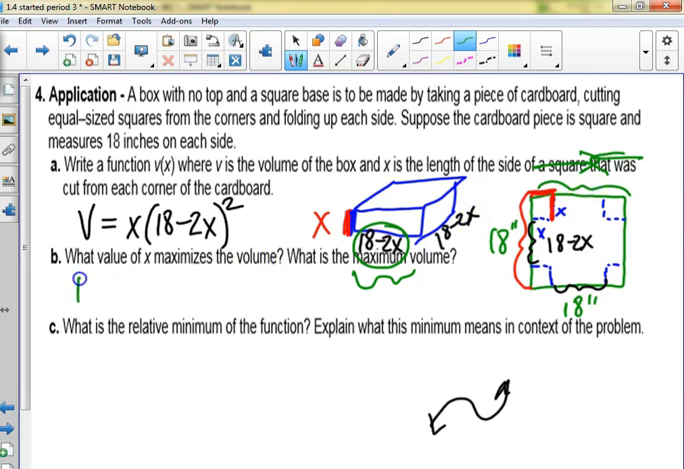So our domain has to be 0 to 9. It can't be 0 and it can't be 9. I don't really care about that. What I care about is that that's how we're going to set our window. All right. So you guys are faster than me. Get this typed in your calculator.